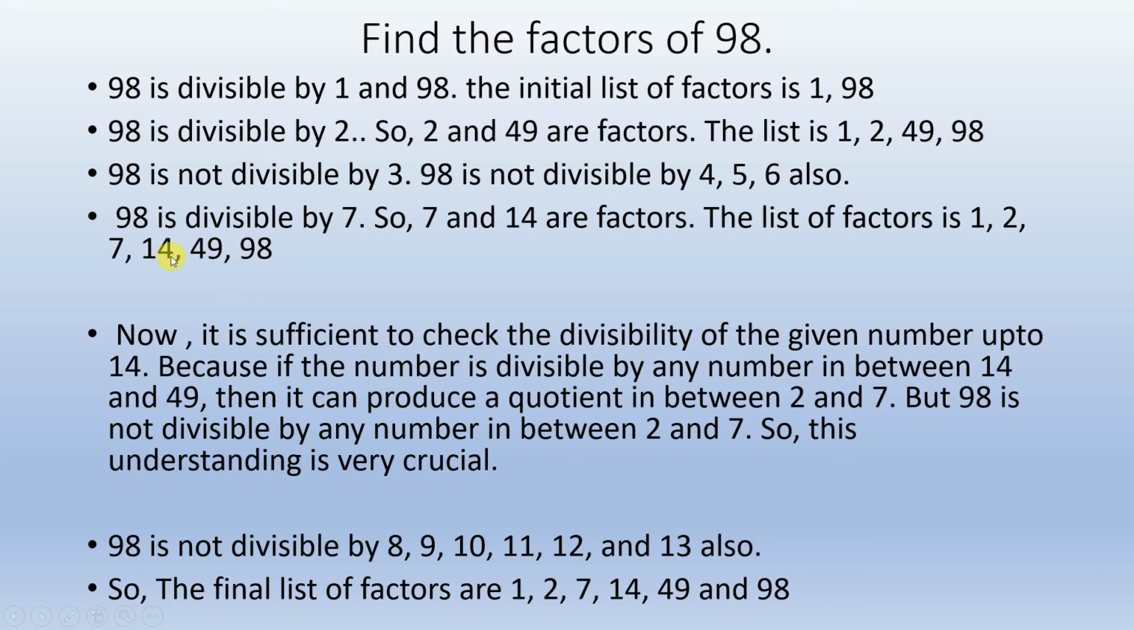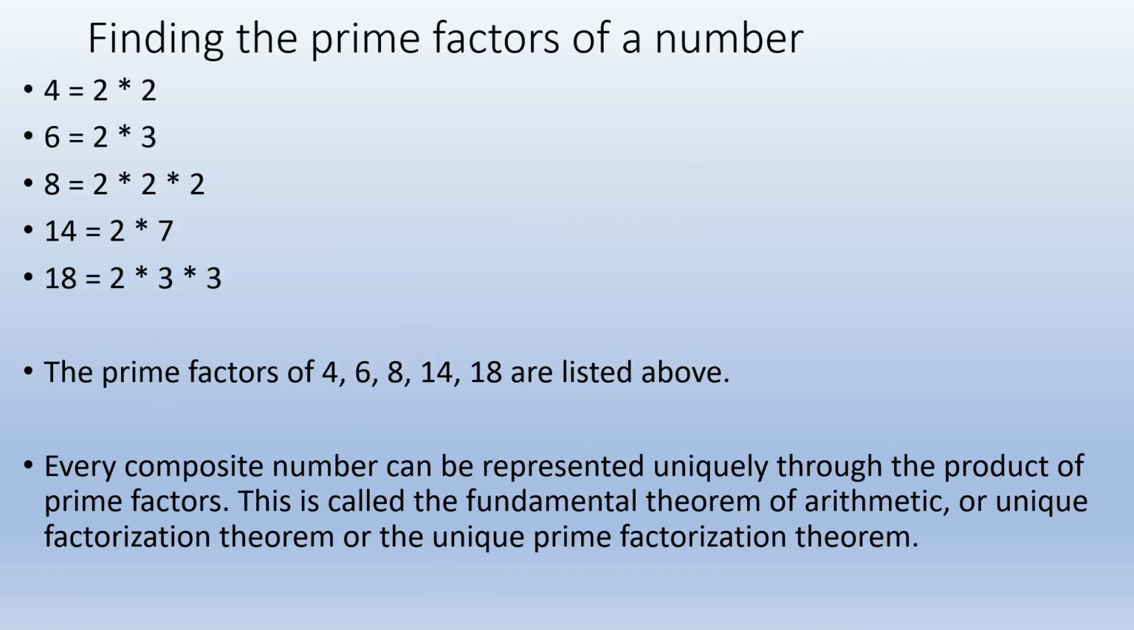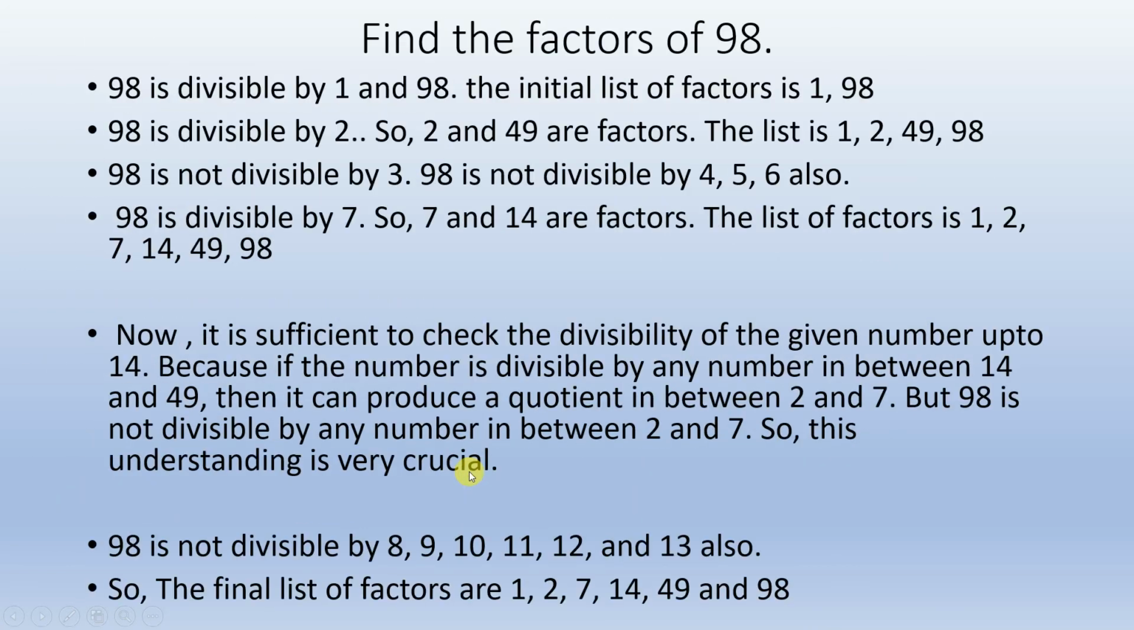If you divide with 7, the quotient is 14. Then you take 8. Again 8, 9, 10, 11, 12, 13, they are not dividing 98 with remainder 0. So 98 is not divisible by all these numbers. So the final list of factors is this one. Okay, 1, 2, 7, 14, 49 and 98.